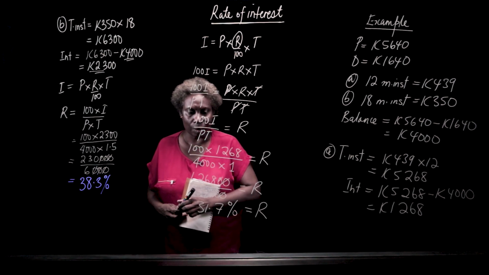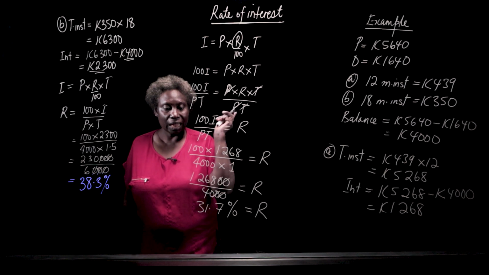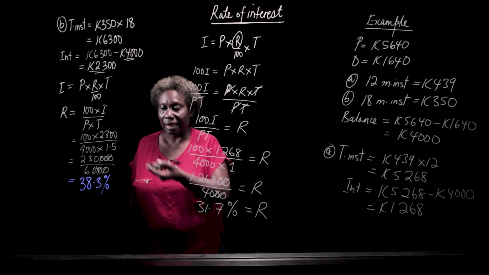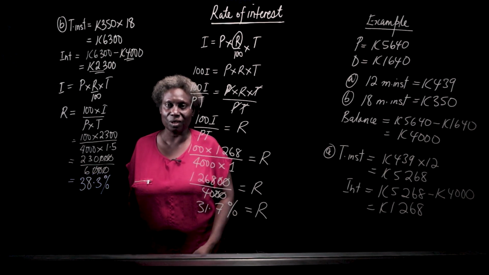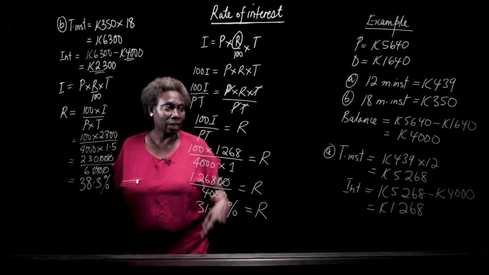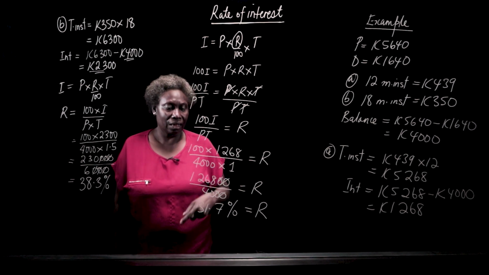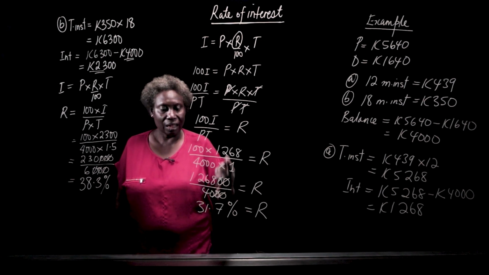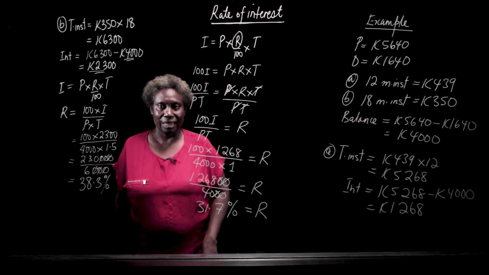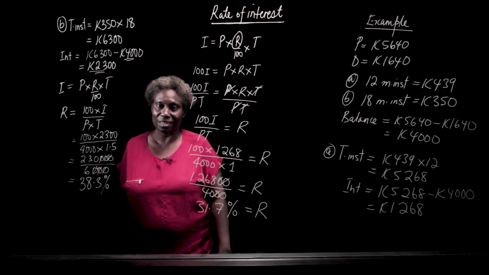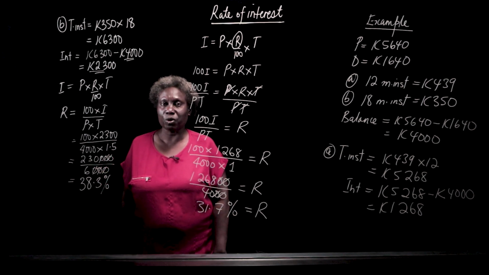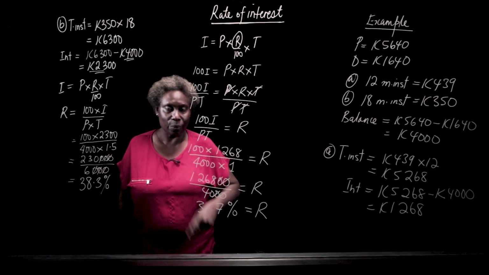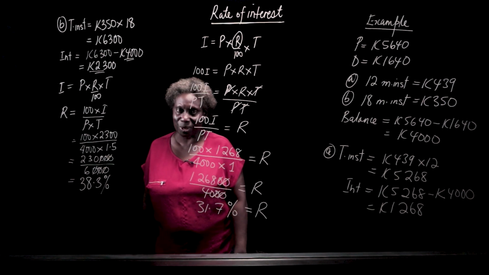So from this example, we can see that the longer the payment period, the higher the rate of interest that is charged. The fewer the number of installments that you make, the lower the interest rate that is charged. So the best option is always to look for the one with the lower interest rate.